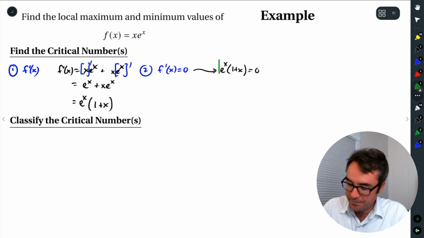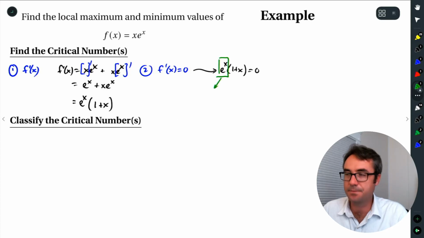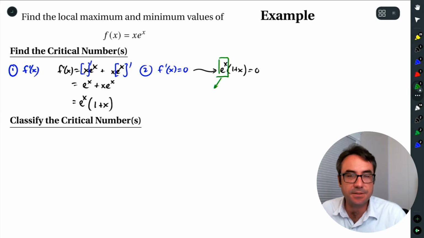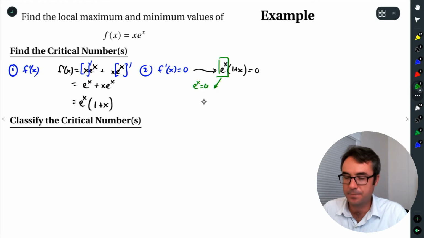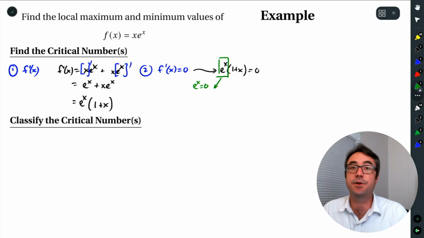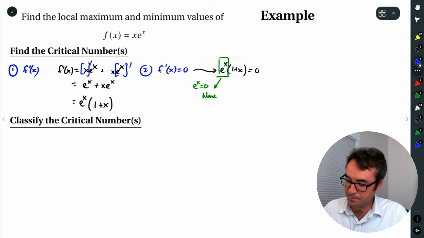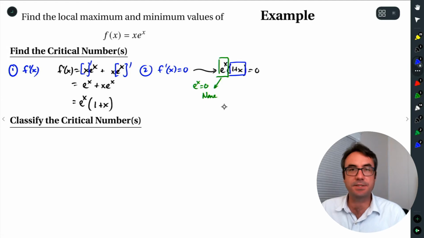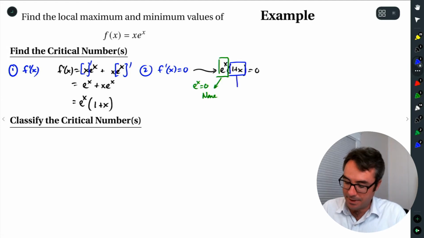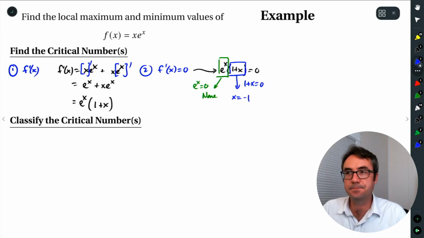So I have this e to the x. I'm really thinking, well, when is e to the x 0? And the nice thing with exponential functions, they're never equal to 0. None. So this factor doesn't give us any of the solutions. Well, then I look at my other piece here, which is 1 plus x. I set that equal to 0. That one's easy. 1 plus x equal to 0. That gives me x equal to negative 1. All right, so we have one critical number so far, or potential critical number, x equals negative 1.